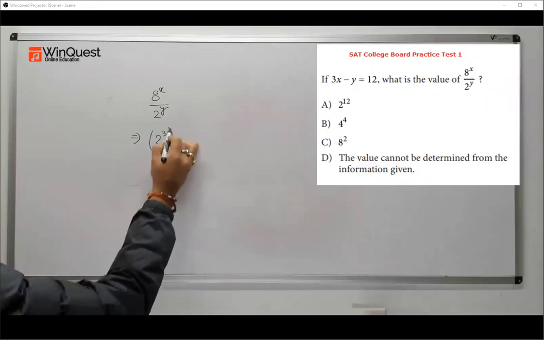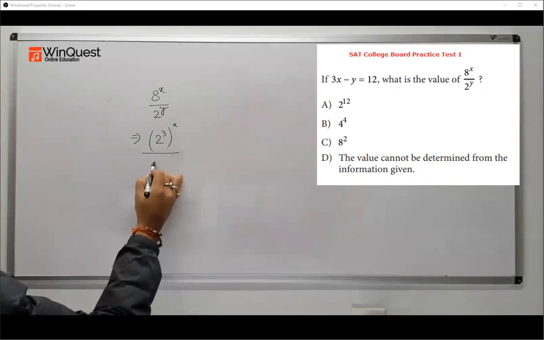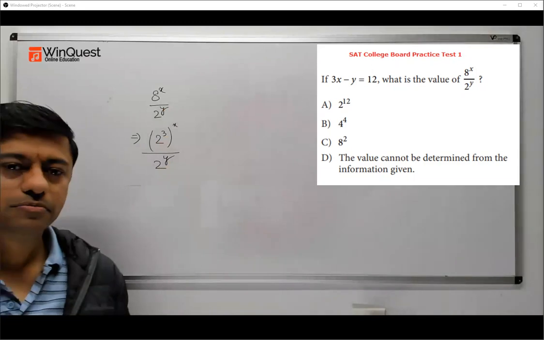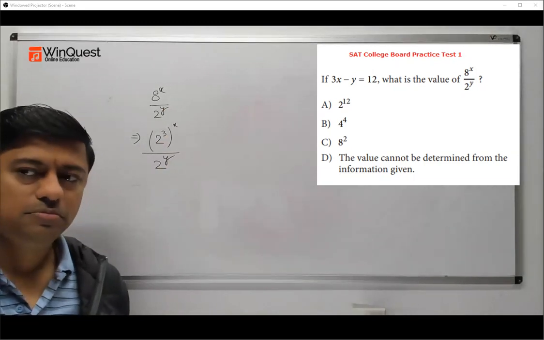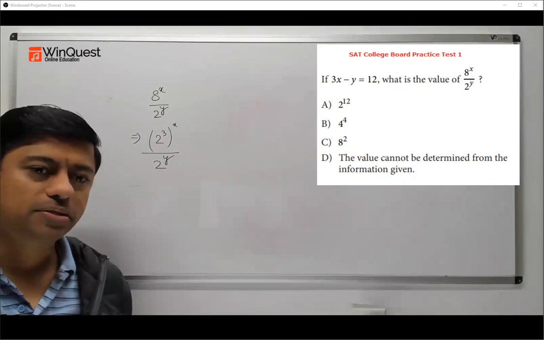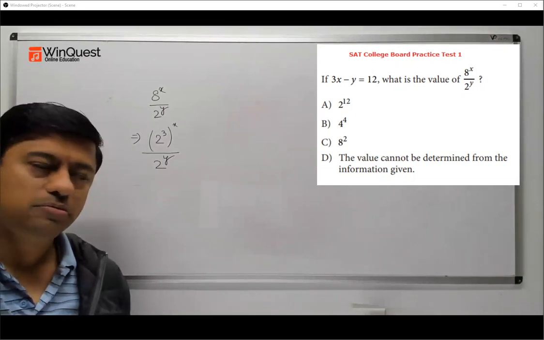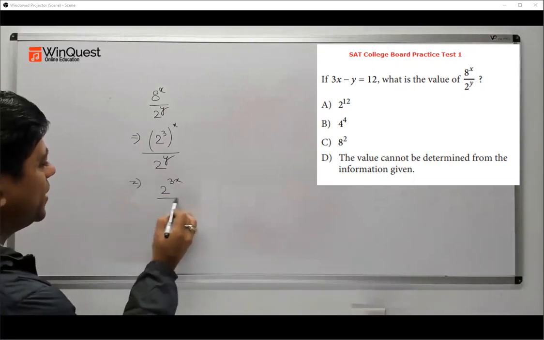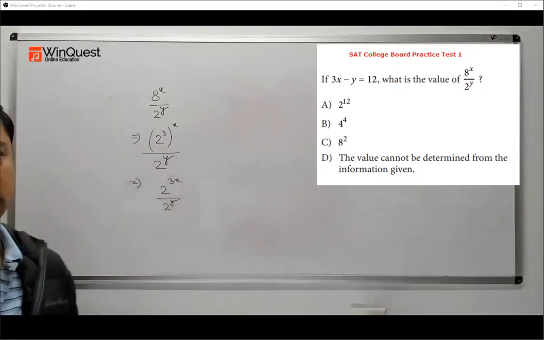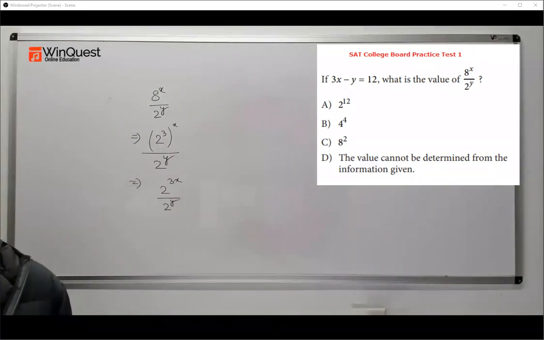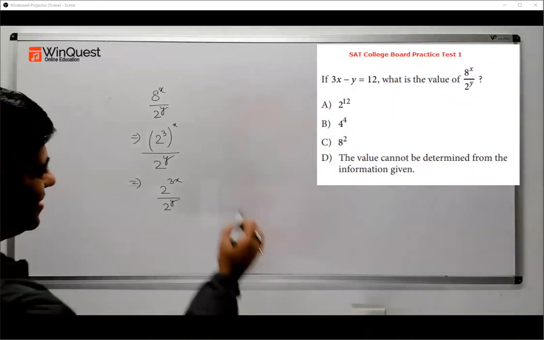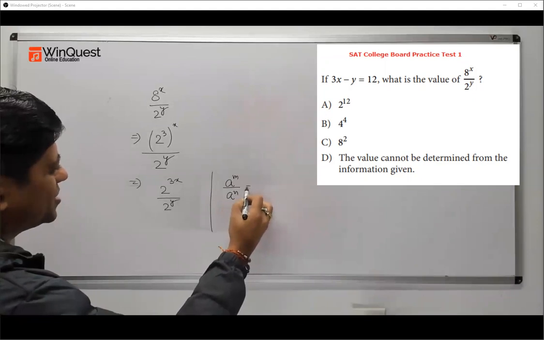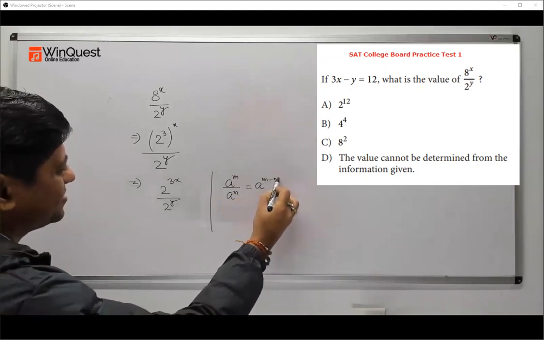Is that okay? Yeah. We know this. 2 cube is 8. This becomes 2 to the power 3x by 2 to the power y. Is that okay? Yes. We learned a formula: a to the power m by a to the power n equals a to the power m minus n. We learned this.